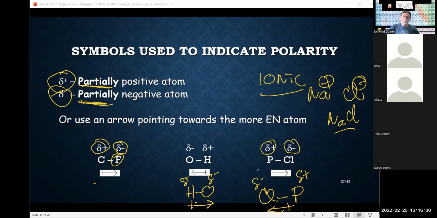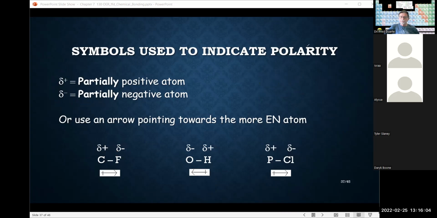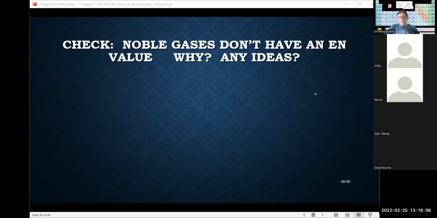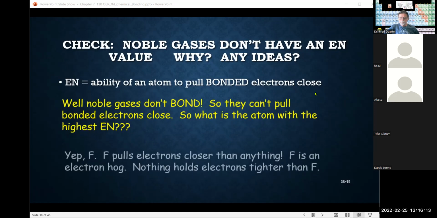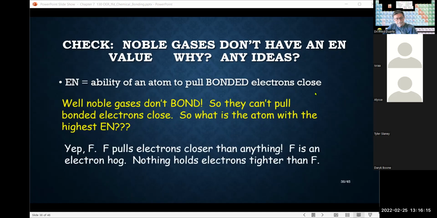Partial charges. So obviously with noble gases again, because of their nature, they will not bond or anything of the sort.